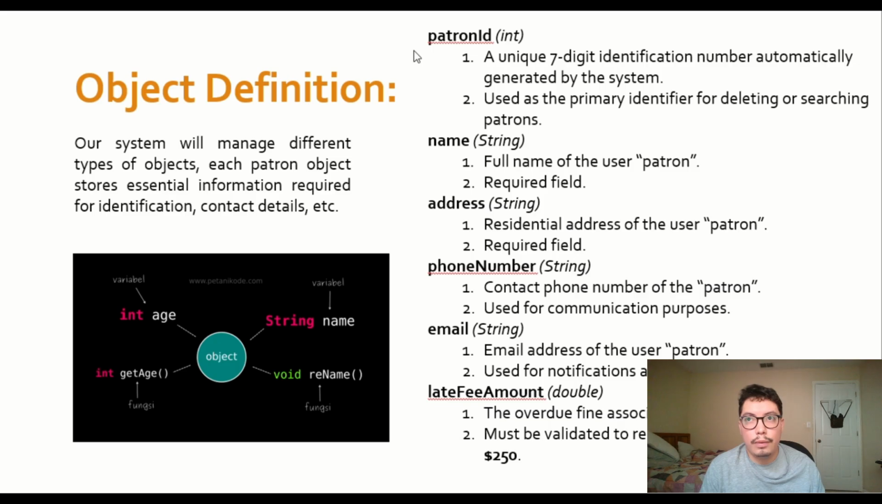The same applies to the address, phone number, and email. For the late fee amount, we're going to use double because we have to do certain operations, and we're going to use two decimals.